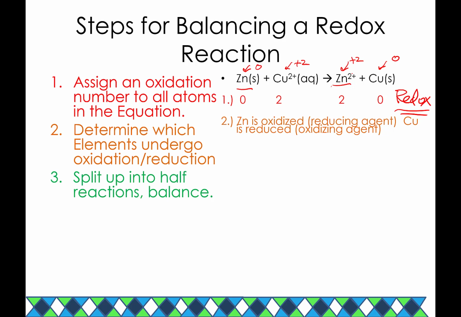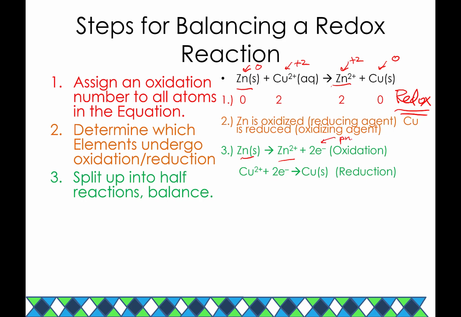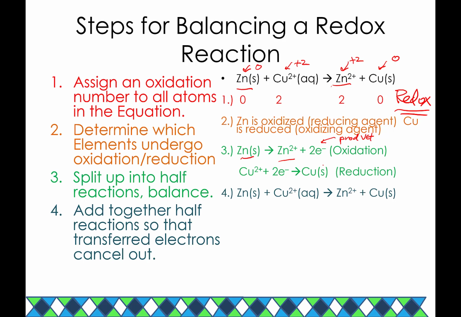So then we want to write out the half reactions for these substances. So for number 3, we can say that zinc is losing 2 electrons, so it's going to zinc 2+ plus 2 electrons, and copper is picking up 2 electrons. So for oxidation, we're showing the electrons as a product, and for reduction, the electrons are a reactant.